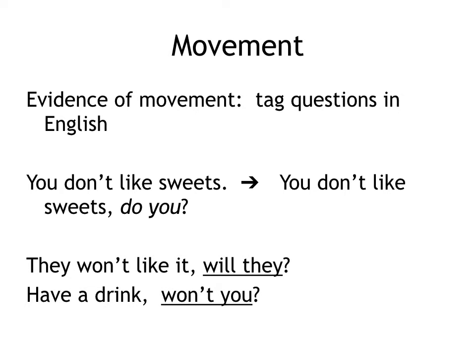Part of the complexity is changing the polarity or the negative positive of the verb. So if someone doesn't like sweets, the tag part of our tag question has to be positive. It's so weird, but languages are weird and unpredictable.